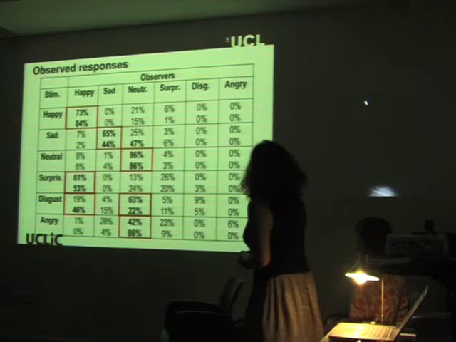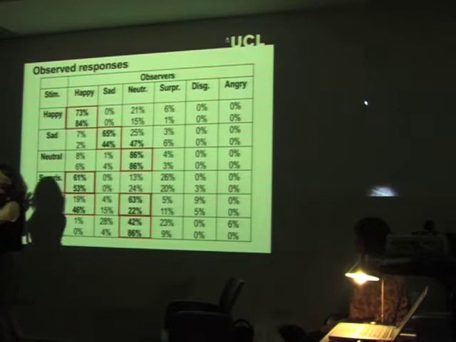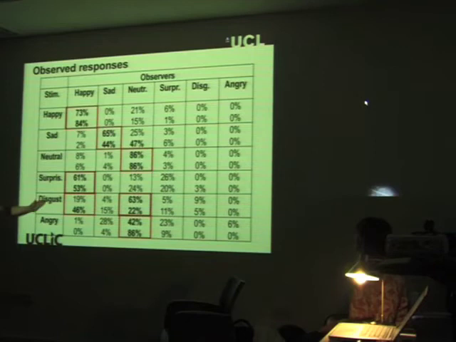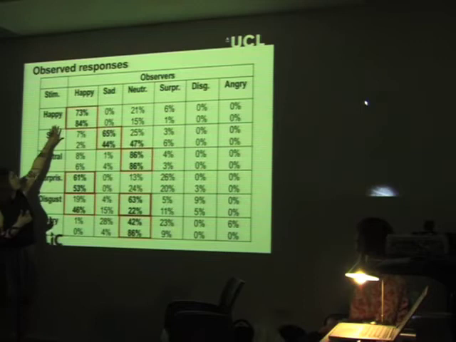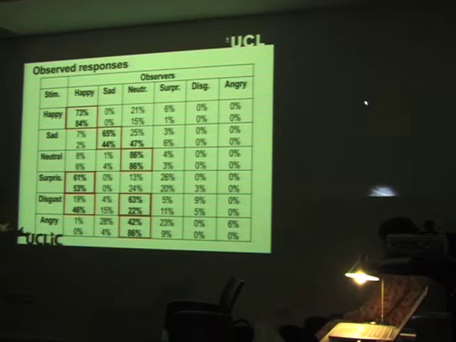When we went back and looked at the facial expression responses of the observers looking at the various stimuli here, we counted how many times a person looking at a happy stimulus responded with happy or with another expression. And I highlighted here in red the fact that most of the time we have mimicry, at least for happy, was very high. So people tended to smile back at a smile, sometimes consciously or unconsciously.